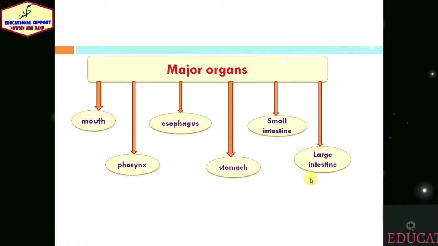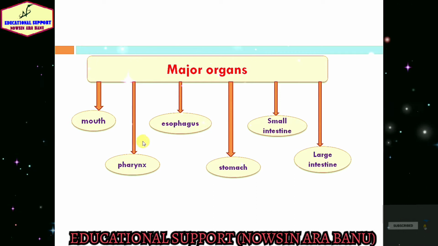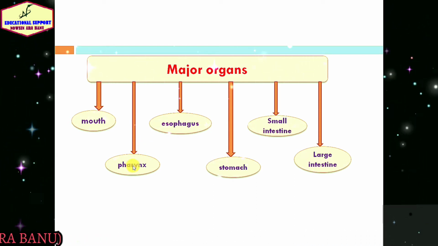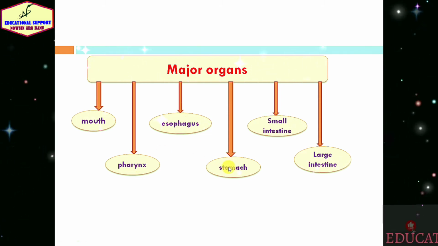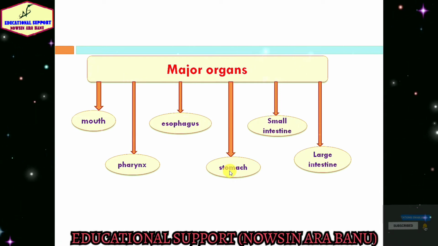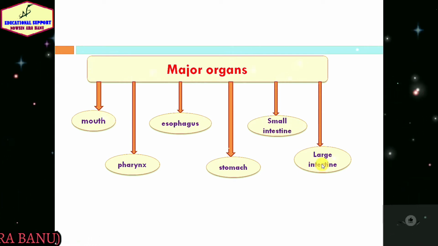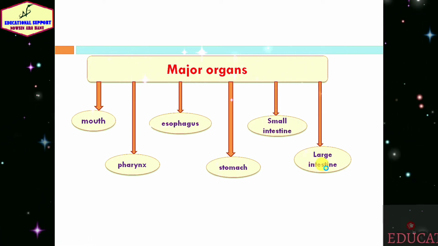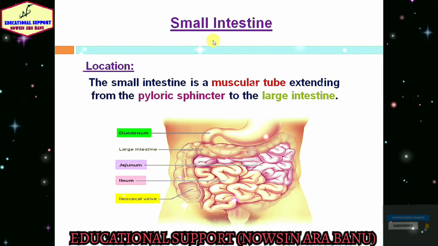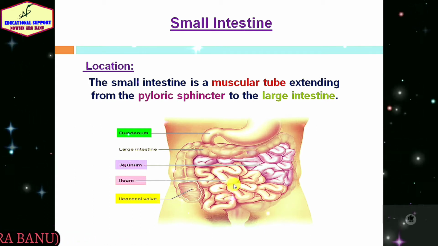Last day I discussed the anatomy and physiology of the digestive system, especially the major organs that are pharynx, esophagus and stomach. But today I would like to talk about the major organs that are small intestine and large intestine. So first is the small intestine. Where is the small intestine present?